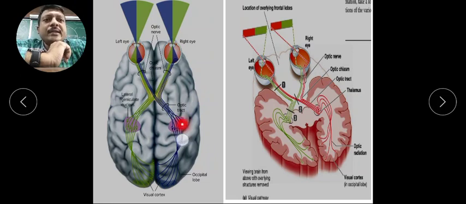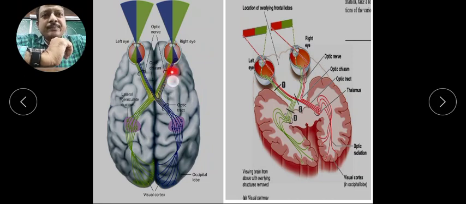From the lateral geniculate body of the thalamus, the geniculocalcarine fibers go to the visual cortex. That is known as the optic radiation. And near the visual cortex, it forms a loop that is known as Meyer's loop. This portion is the visual cortex, area 17, and the visual association areas, area 18 and area 19.